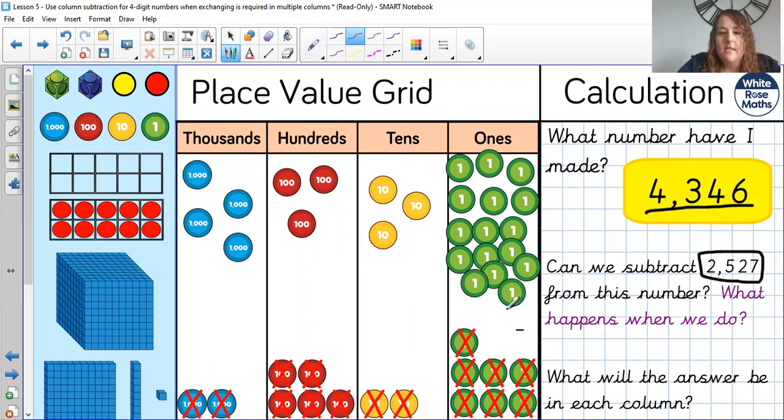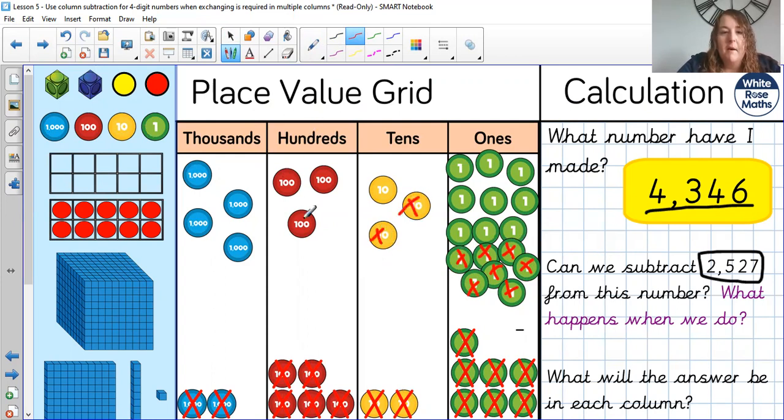So I need to subtract 7. 1, 2, 3, 4, 5, 6, 7. I've now only got 3 tens when I started off with 4, but I'm only subtracting 2, so I can do that.